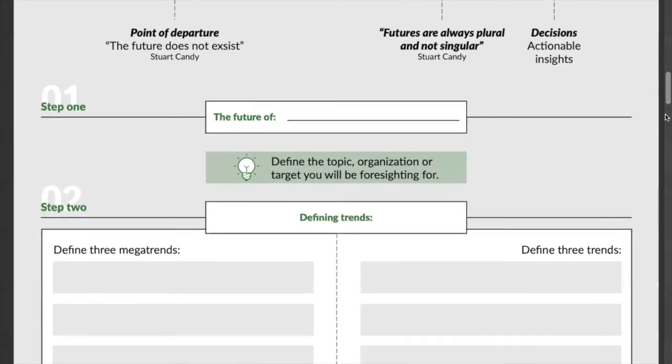Step 1. The future of what? You need to decide or define the topic, organization, or target you will be foresighting for.